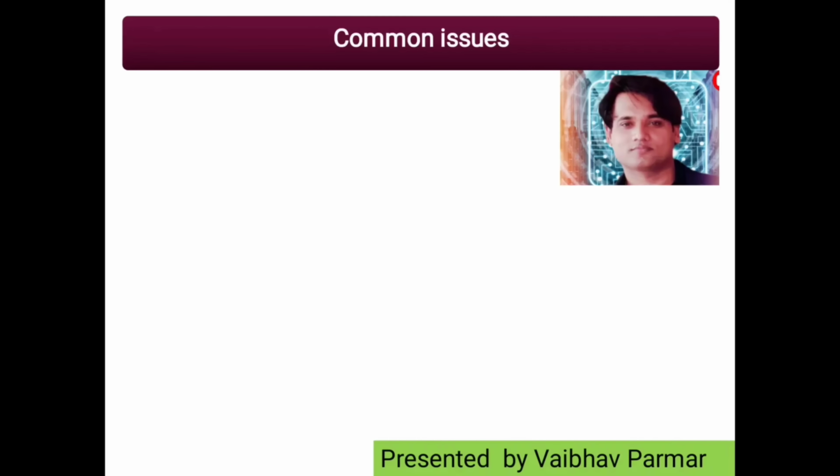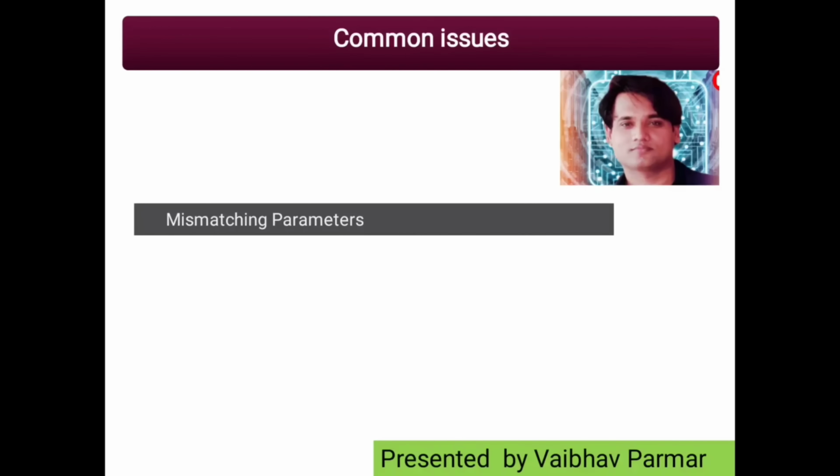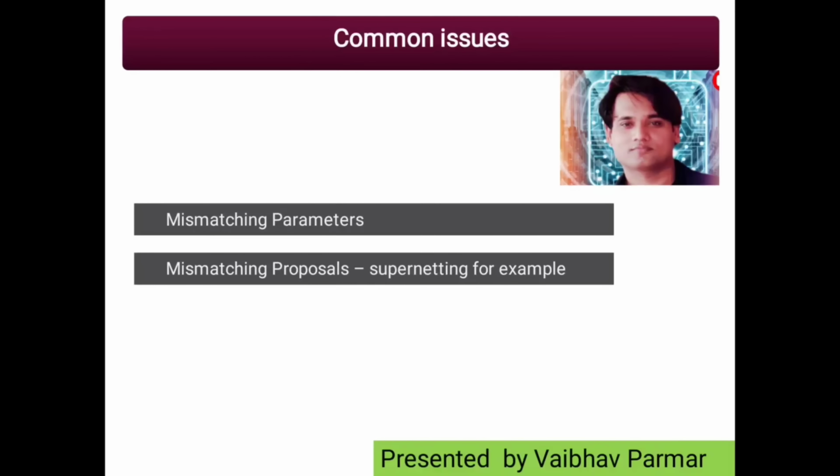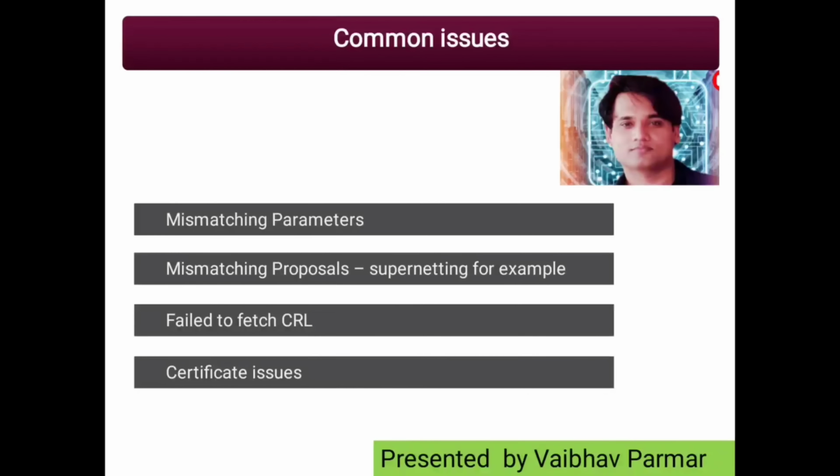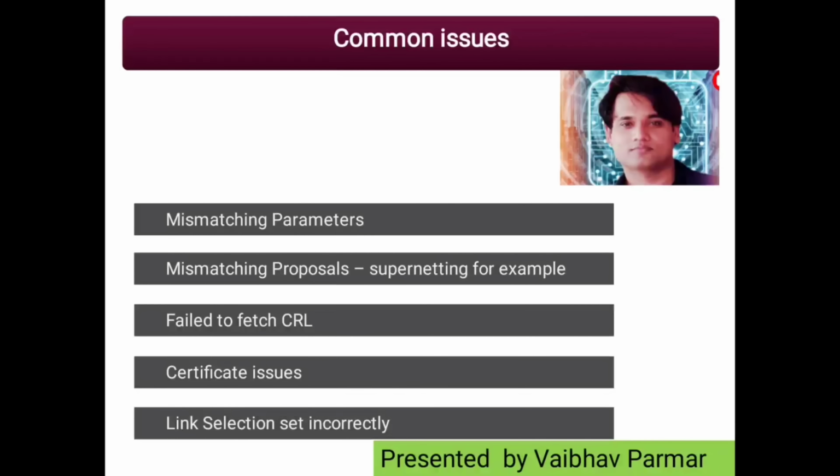Common issues we observe during the troubleshooting are as below. First one is mismatching the parameters. Second one, mismatching the proposals. The classic example is supernetting. Third one is failing to fetch CRL. Fourth one is some sort of certificate issues, and the link selection, or you can refer to it as a wrong local and remote gateway IP address. So basically, most of the time VPN tunnels do not form or give issues because of the proposal mismatch, right?